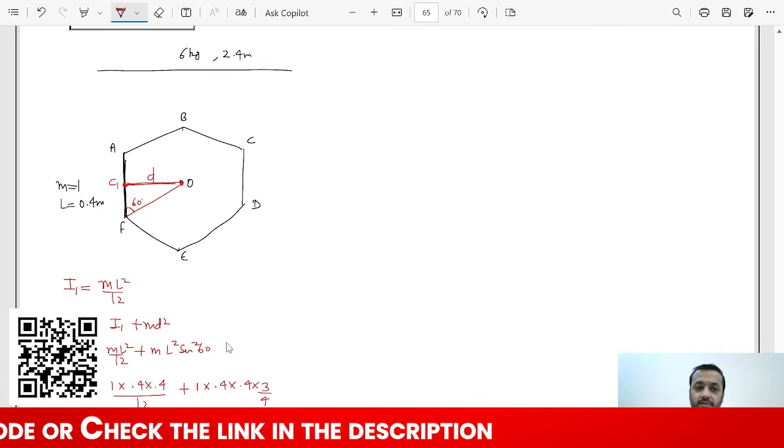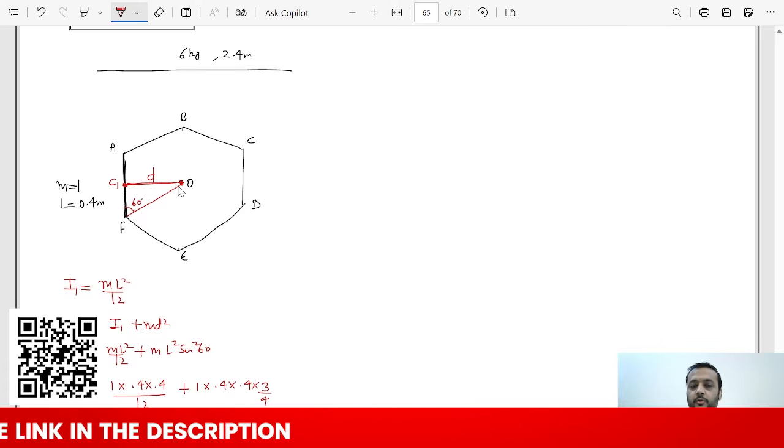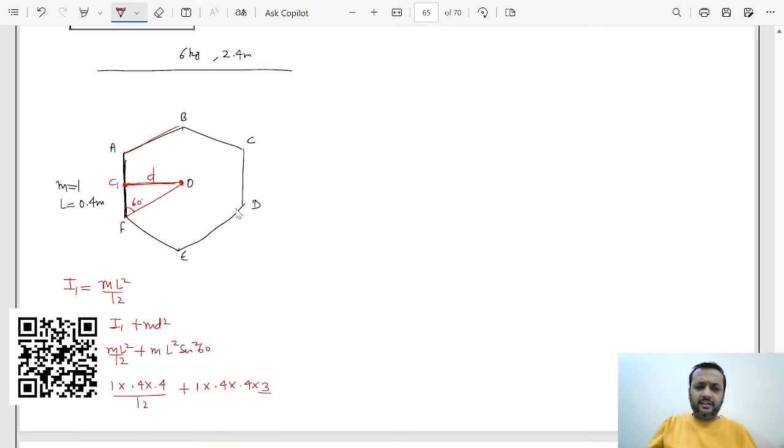Now look, whatever is the moment of inertia of this rod about O, the same will be the moment of inertia of rod AB about O, because this behaves exactly identically. In fact, the whole system is identical about O. So BC will also have the same moment of inertia, CD will also have the same. So to find the total moment of inertia of the system, you have to multiply this by 6.